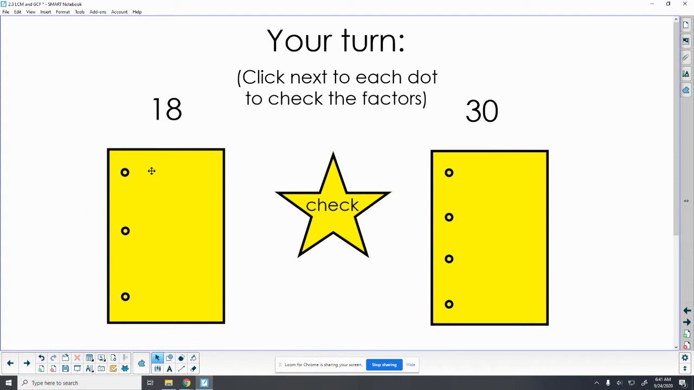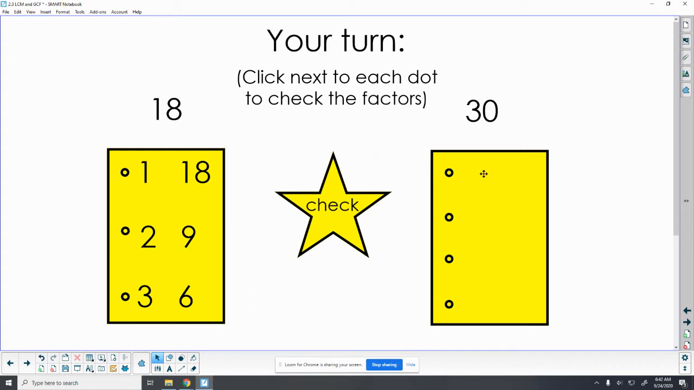So I ask myself, can 1? Yes, 1 and 18. Can 2? Yes, it's even, 2 times 9. Can 3? Yes, 3 times 6. Can 4? No. Can 5? No. And I already have 6. So I know I have all of the pairs.